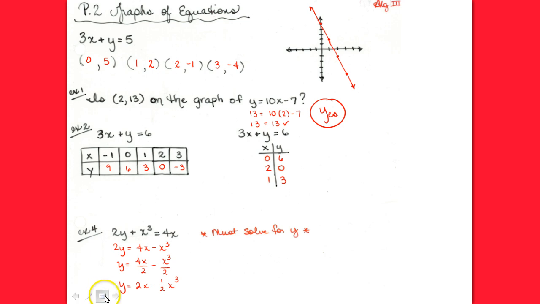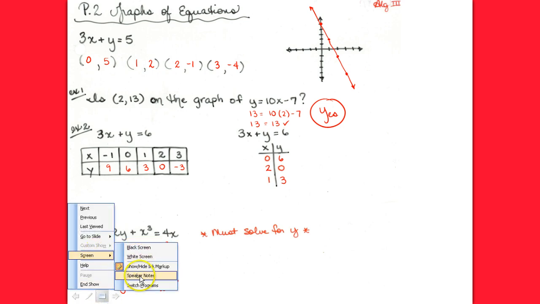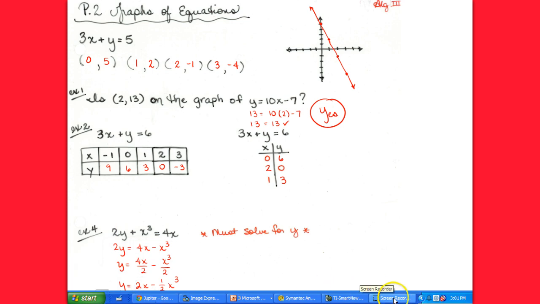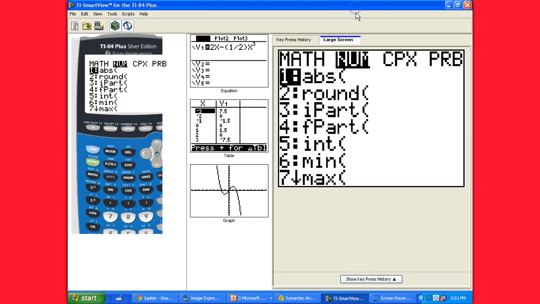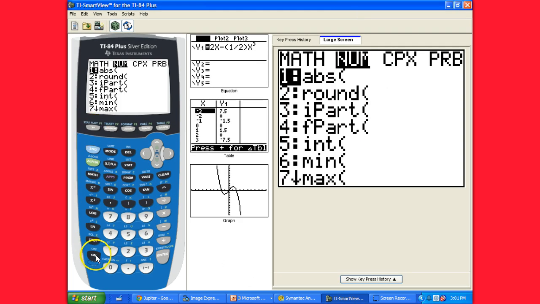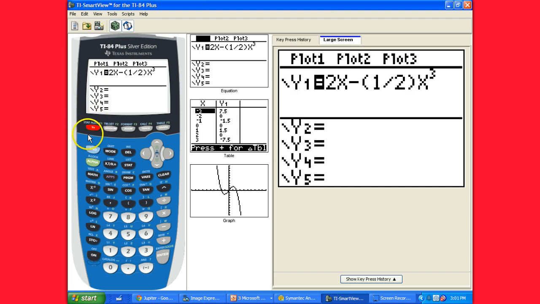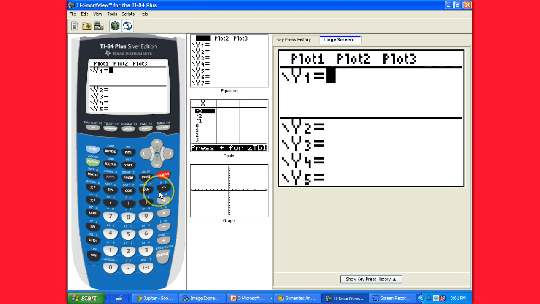So grab your graphing calculator if you would. And you're going to turn your calculator on down here in the bottom left-hand corner. We're starting from scratch, right? So you're going to go to y equals. That's this button right here in the top left corner. And you can type in your equation. Clear out anything that might be in there.